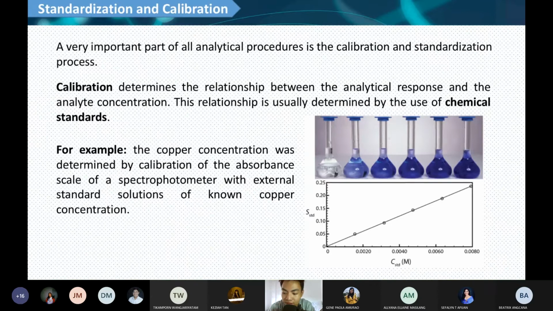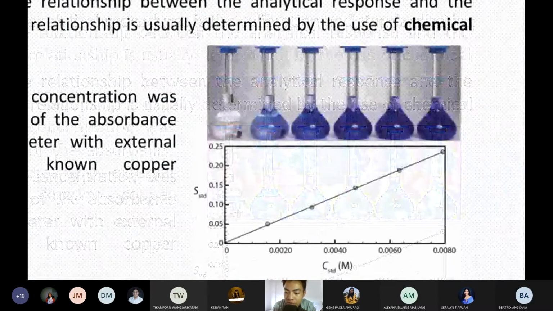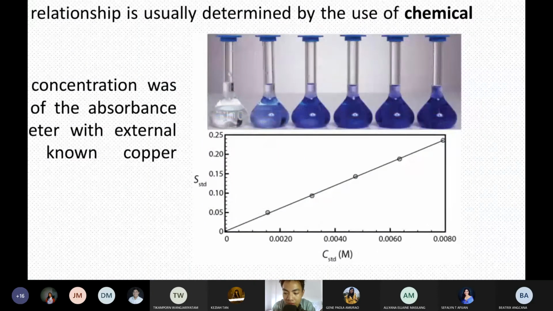For example, we have here the copper analysis. As you can see here in the top picture, the concentration of copper increases. On the leftmost side, you do not have any copper solution. However, as you go to the right, the copper solution increases. Now, if you use your instrument to read the concentration of copper, this will be the result. This is called the standard curve.